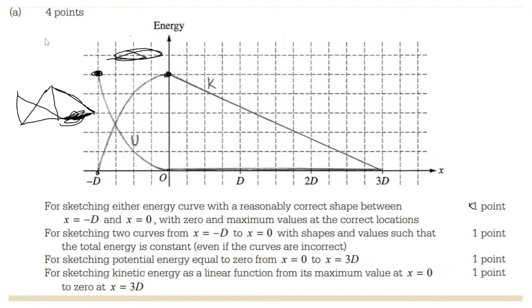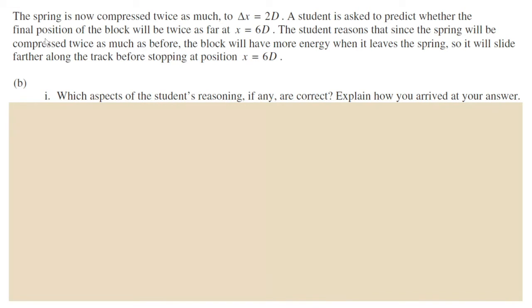All right, moving on here. The next part of this question, part B, says the spring is now compressed twice as much, to delta x equals 2d. A student is asked to predict whether the final position of the block will be twice as far, at x equals 6d. The student reasons that since the spring will be compressed twice as much as before, the block will have more energy when it leaves the spring, so it will slide farther along the track before stopping at position x equals 6d. That's an important thing to realize here.